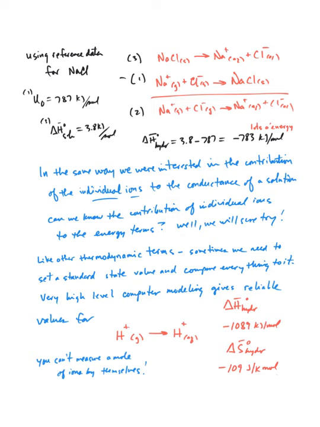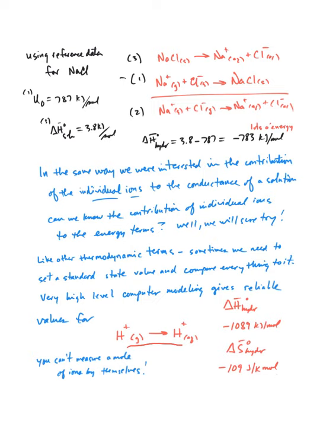Now, in the same way that we were interested in the contribution of the individual ions to the conductance of a solution back in section 7.1, can we take this value we just calculated and split it apart into the different ion contributions? That's what we're going to do. Of course, we're going to try. Well, like other thermodynamic terms, sometimes we need to set a standard state value and then compare everything to it. Very high-level computer modeling gives a reliable value for this expression. So a proton in the gas phase going to a proton aqueous.